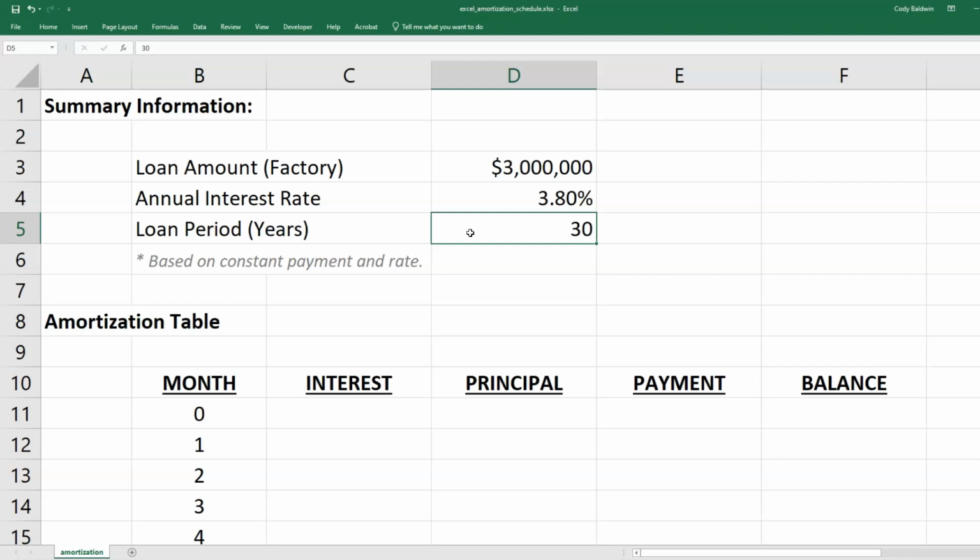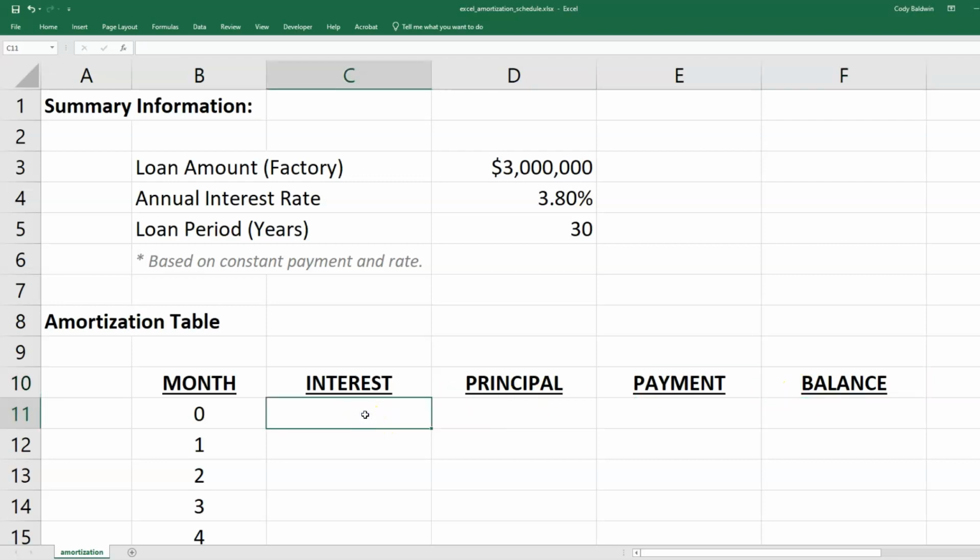Now, when you look at the amortization table down below, you're going to see 360 months to match up with the number of payments. And you'll also see the interest and principal in each payment, which is going to sum up to this. And then also your loan balance, which is going to decrease over time.